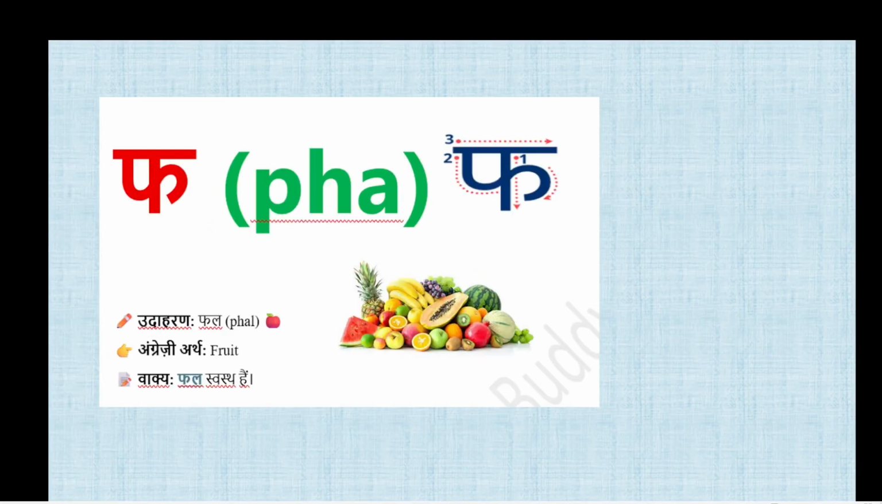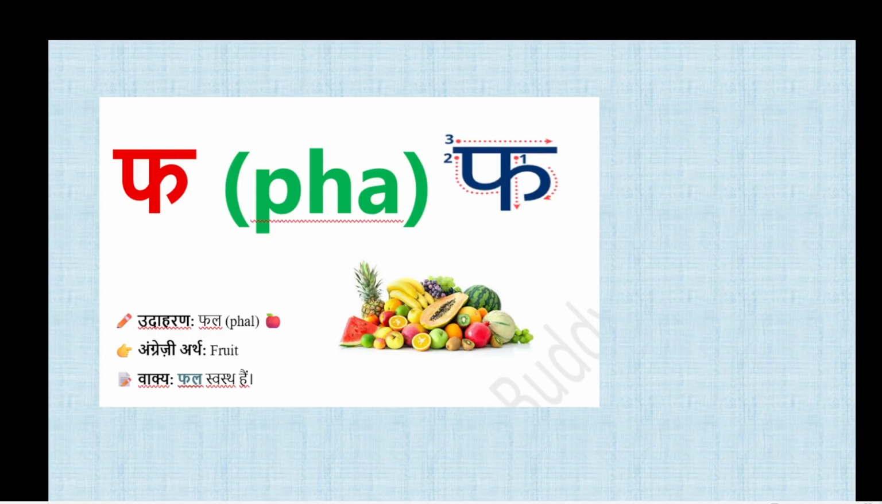The next letter is Pha. It's a Mahapran letter, pronounced as Pha with a strong puff of air, like the P in the word palace. Let us see an example now. Phal, which means fruit in English. Fruits are healthy and give us energy to stay strong.